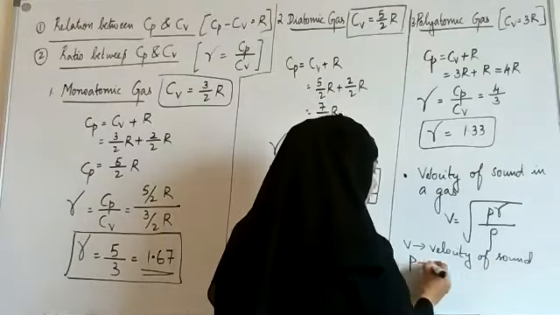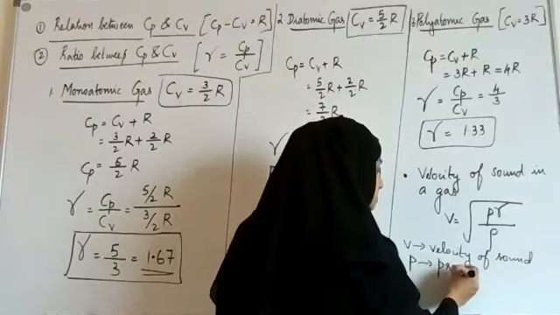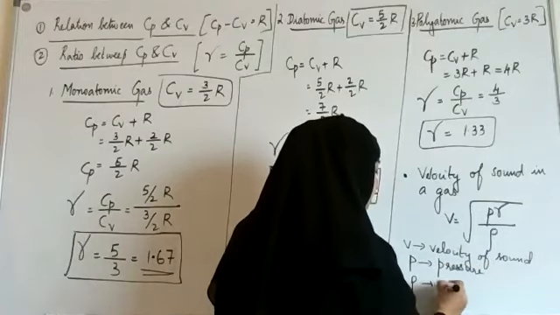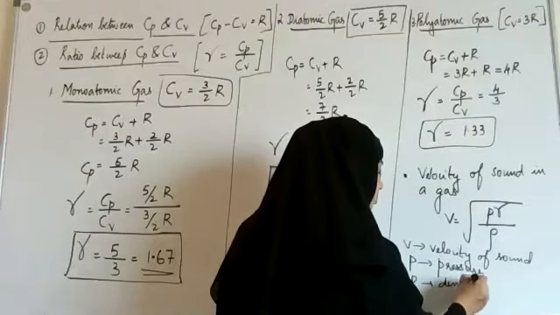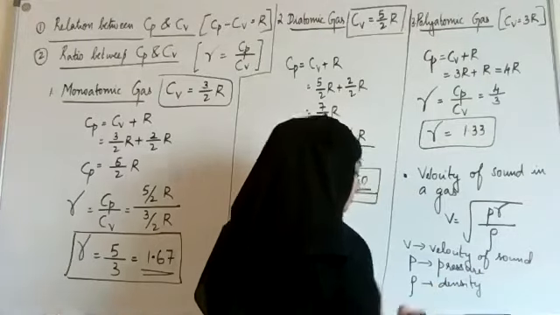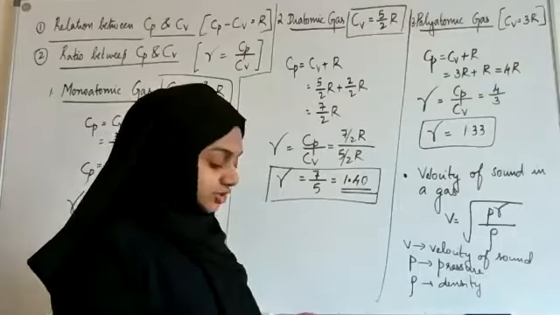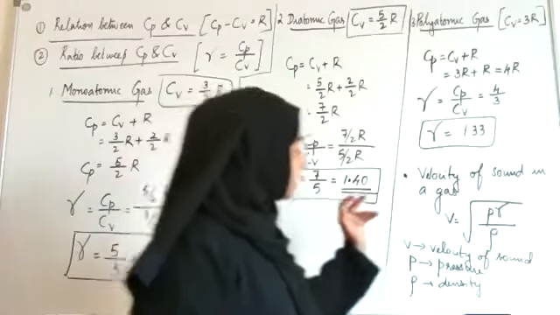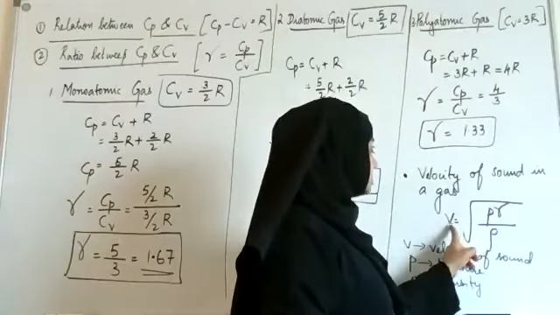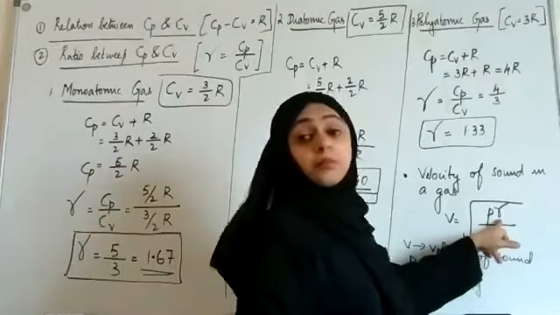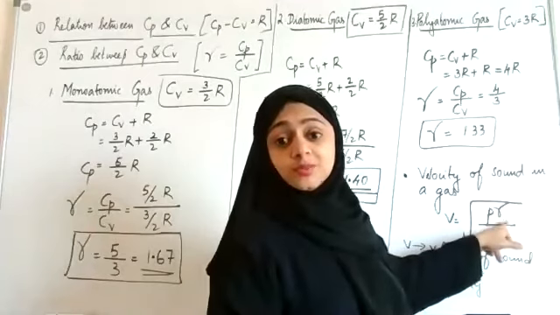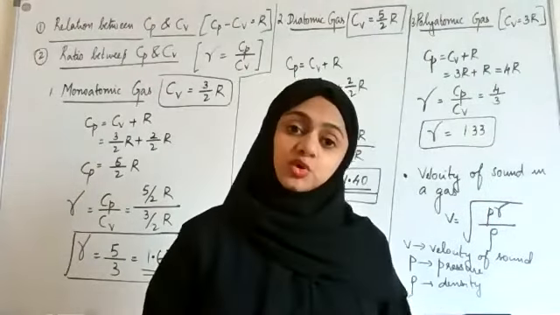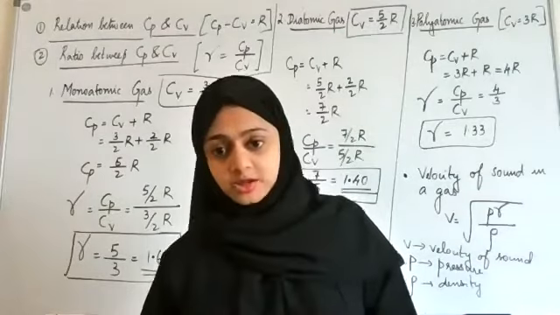And P stands for the pressure of gas, and rho stands for the density. So P is the pressure, rho is the density, V is the velocity of sound, and the velocity of sound depends upon gamma. Okay, so it depends also upon the type of gas it is, whether it is monoatomic, diatomic or polyatomic.